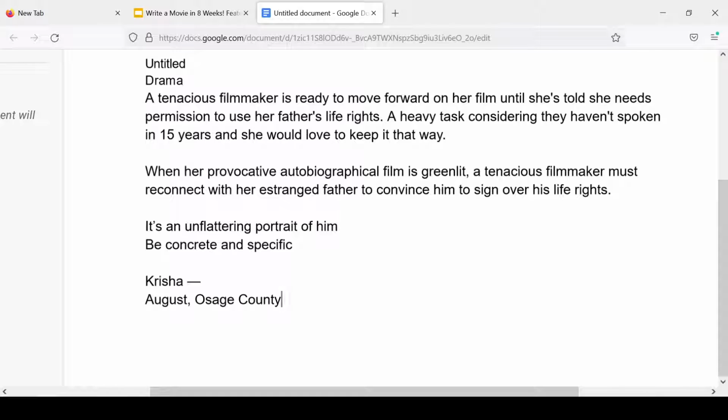Yeah, just try to be specific. Make sure we understand what exactly the conflict is. Like the fact that this is going to be a negative picture of him, so in order to get him to agree to this, she's going to have to dredge up a lot of stuff from their past, and they're going to have to work through a lot of old issues. Yeah.